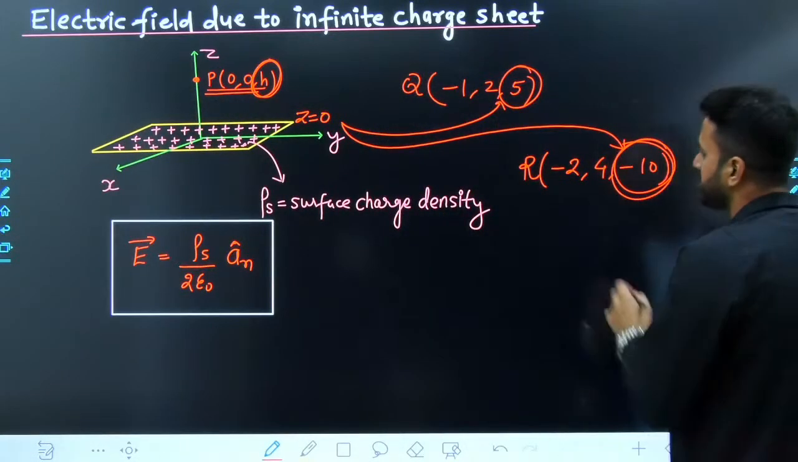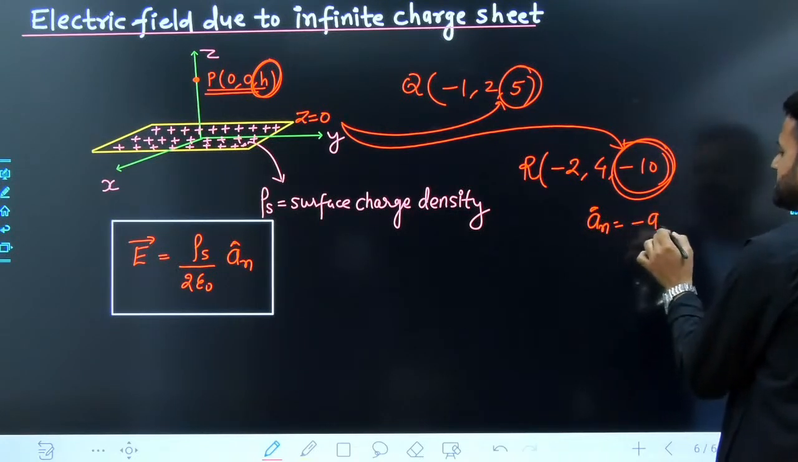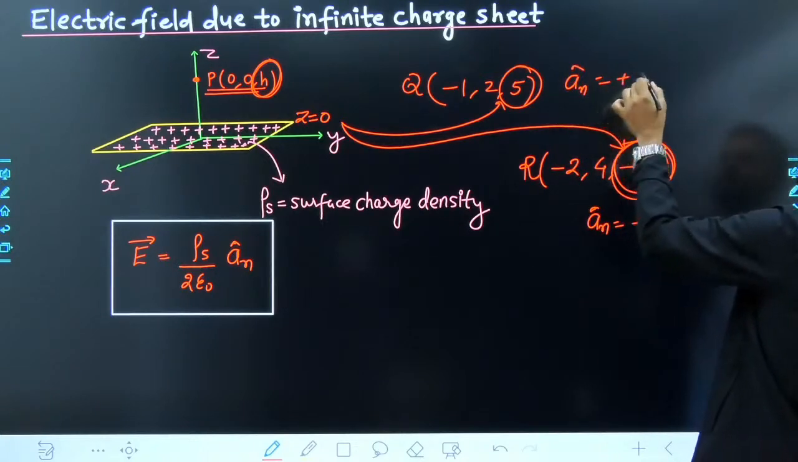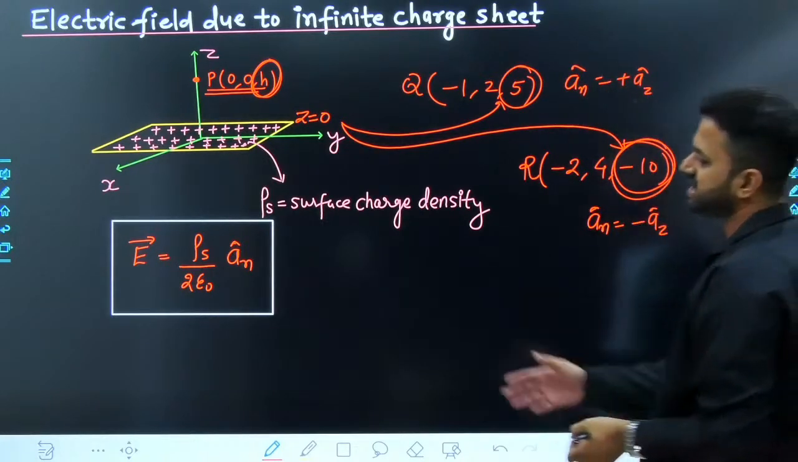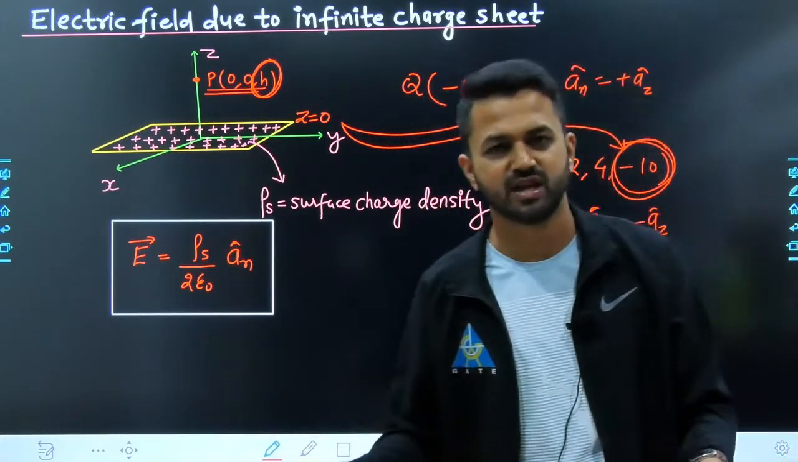Okay. So at point R here the unit normal vector will be minus az, and at point Q the unit normal vector will be plus az. Rest of the things are the same, which is rho s upon 2 epsilon naught. It doesn't depend on the distance.